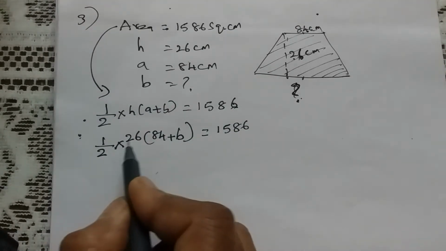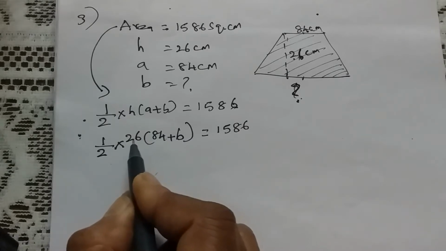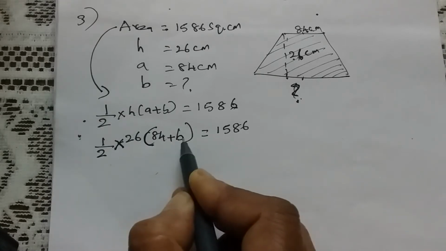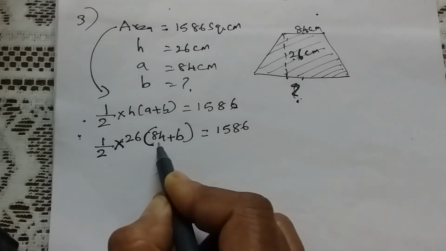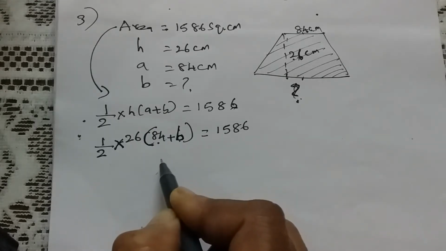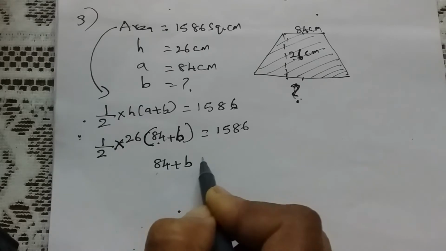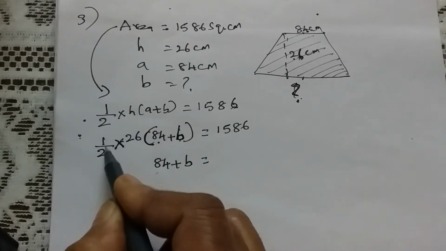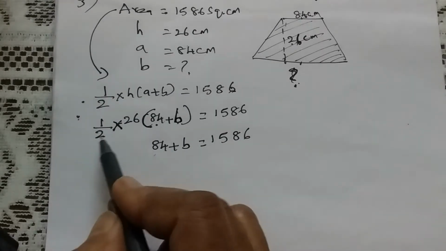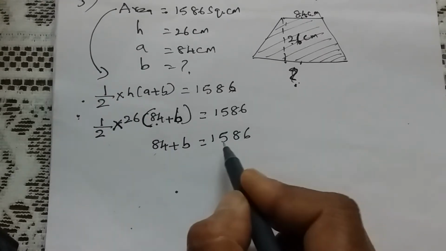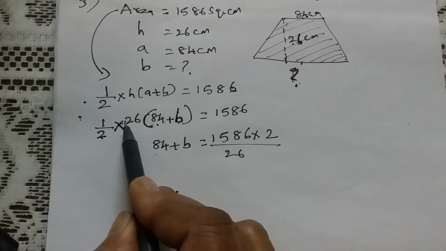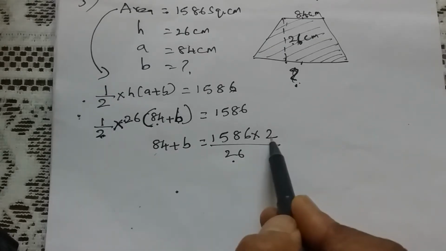What's the next step? See, 1 by 2 into 26 is outside the brackets, and this 84 plus b we should do within the bracket first. 84 plus b, 84 is a constant, b is a variable, we cannot add them. So write that 84 plus b as it is, and take the rest of the numbers to the right hand side. When you change the side, numerator comes to the denominator and the denominator goes to the numerator. Our multiplication becomes division and division becomes multiplication.